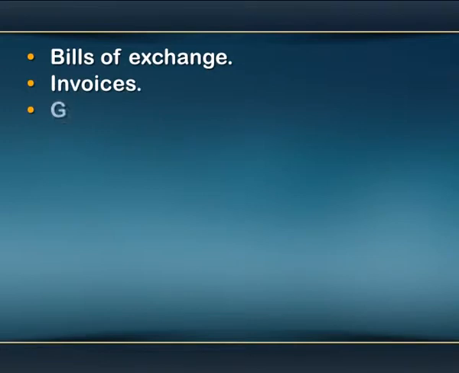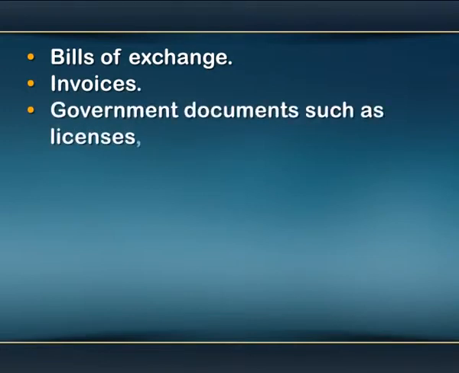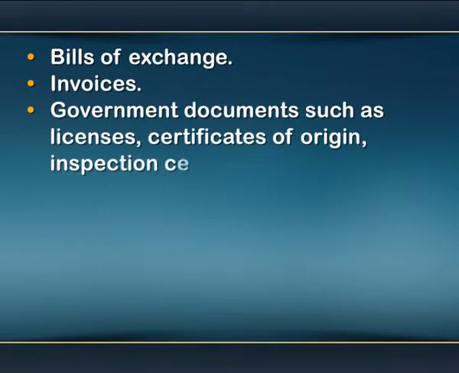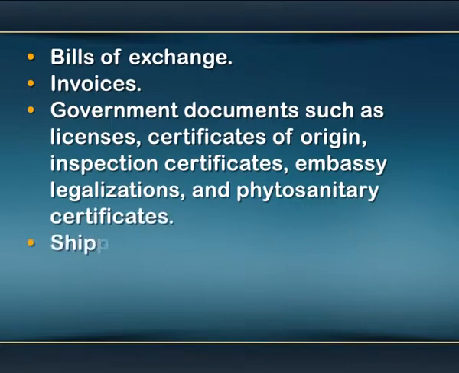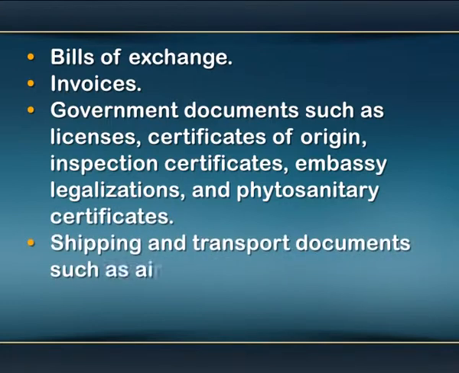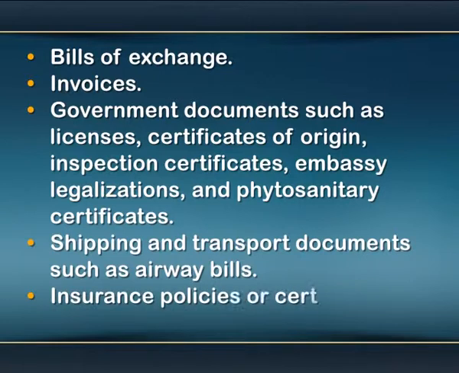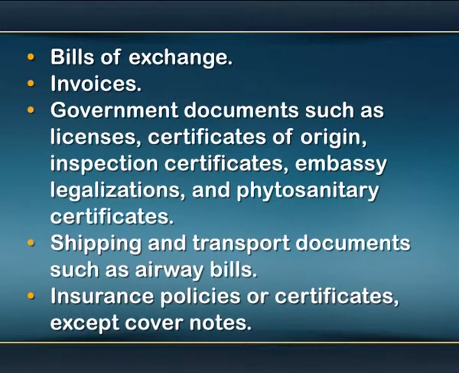Documentation required. In order to receive payment, the beneficiary must present documentation of completion of their part in the transaction to the issuing bank. The documents that the issuing bank will accept are specified in the letter of credit, but may often include a bill of exchange, invoice, government documents such as licenses, certificates of origin, inspection certificates, embassy legalization, and phytosanitary certificates, and shipping and transport documents such as airway bills, insurance policies or certificates, except cover notes.